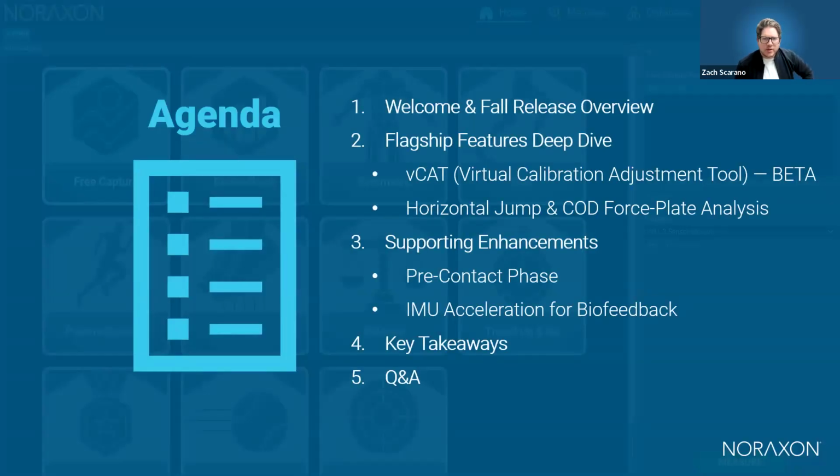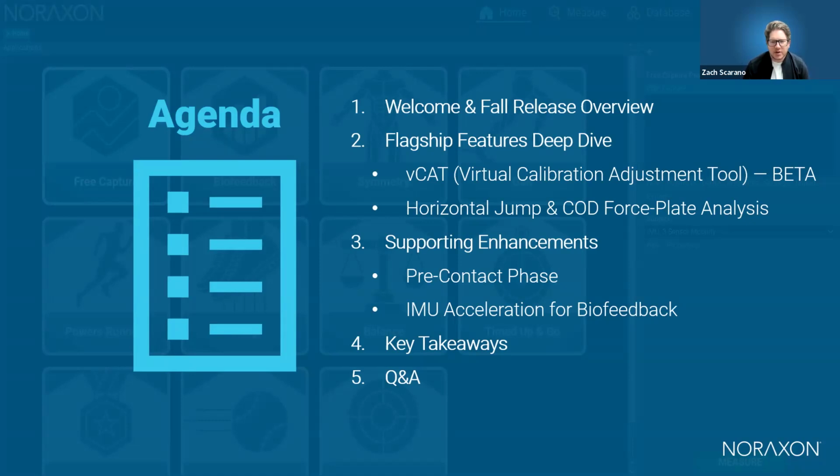So here's a quick look at the flow for today's session. We'll start with a brief overview of the release context, and then we'll move into the two main features that we had for this cycle: the new virtual calibration adjustment tool, or VCAT as we like to call it, and the expanded horizontal jump and change of direction force plate analytics.